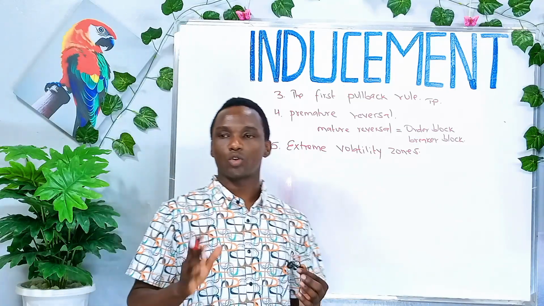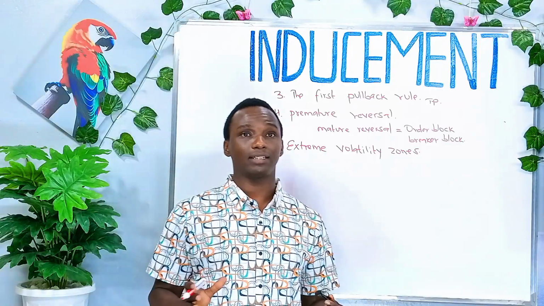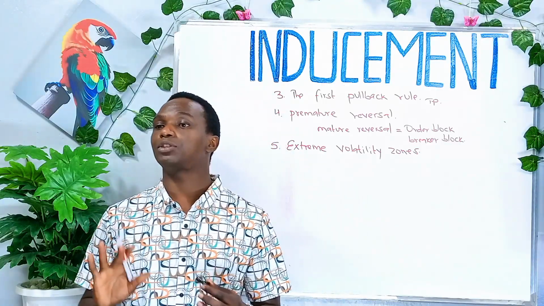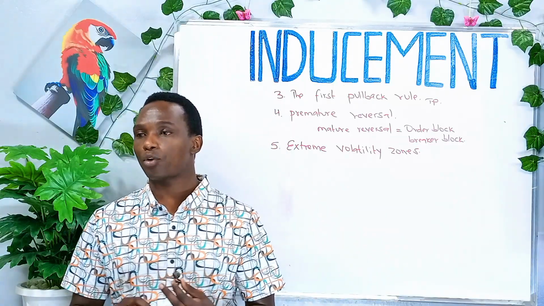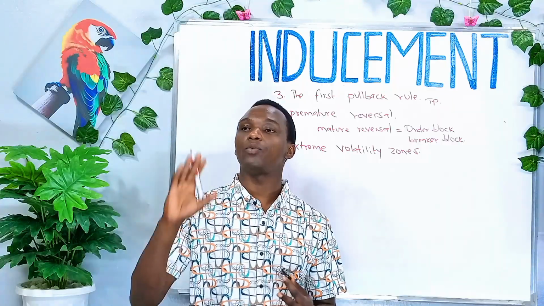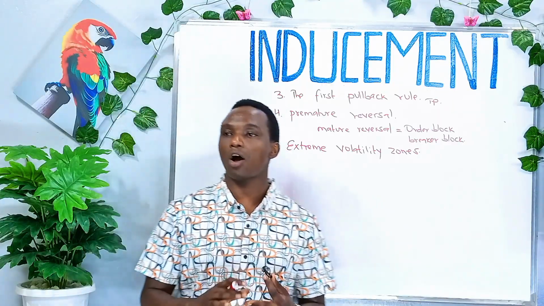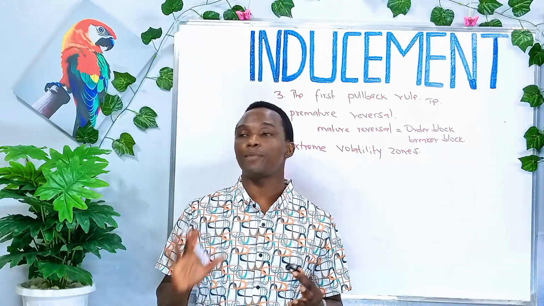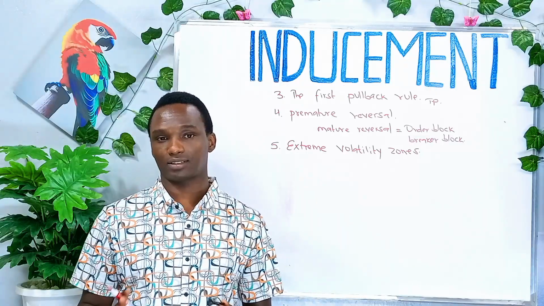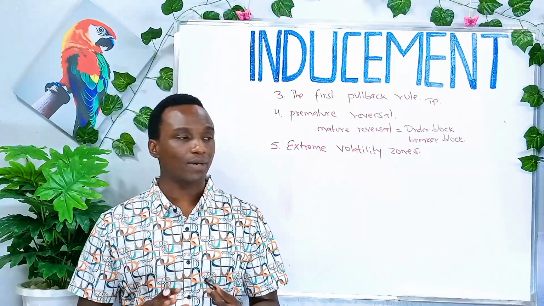We have just looked at the 5 ways to identify inducements in the markets. We have looked at 3 types of inducement: supply and demand inducement, support and resistance inducement, and lastly consolidation inducements. We have seen how liquidity and imbalance play out in the formation of these inducement levels. So by that we have reached the end of our inducement class today.